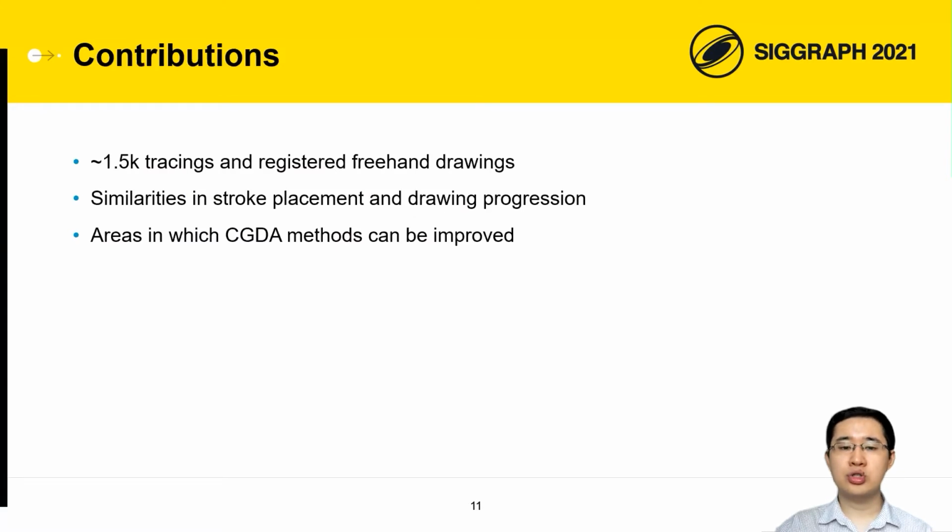Our main contributions are a dataset of about 1,500 tracings and registered freehand drawings with temporal, vector, and pressure information. A spatial temporal analysis of tracing and freehand drawing, where we show their similarities in stroke placement and drawing progression. And a comparison of CGDA with hand drawing, where we show how much they overlap and suggest areas for improvement.